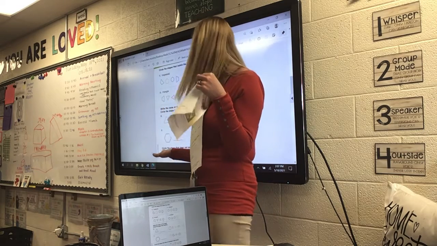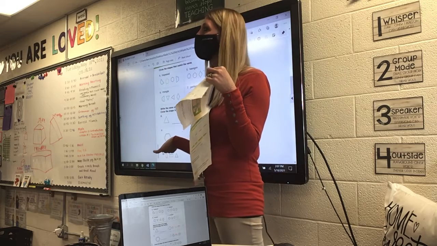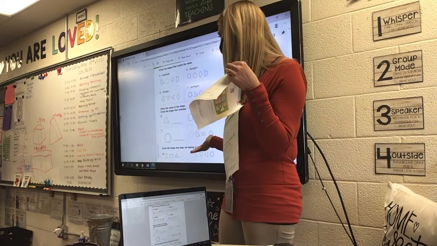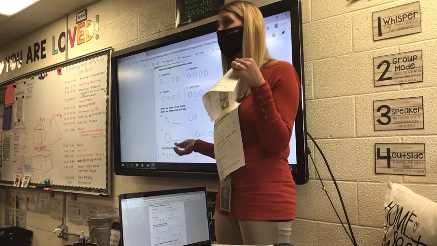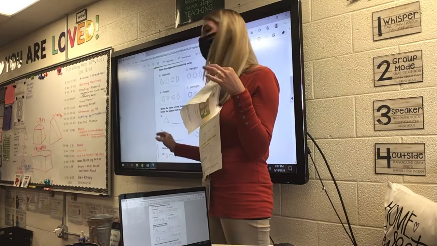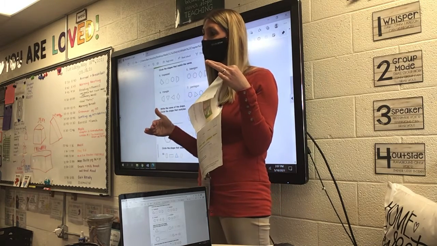At the bottom, 10, 11. This is super easy too. All you need to do is circle the shape that does not belong in the group. So there's one shape that is not the same as the others.